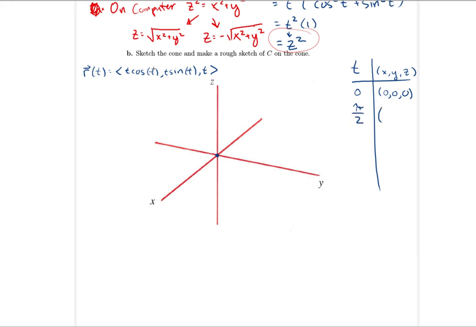Okay, but if I put pi over 2 in for cosine, that's going to be 0. So that zeroes out my x. But if I put pi over 2 in for sine, that's going to be 1. But then I'm going to have pi over 2 in the t as well, so that's going to be pi over 2. And then, of course, pi over 2 in the z.